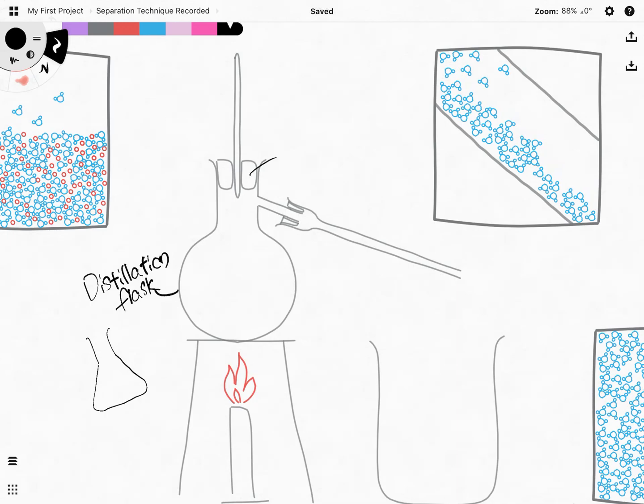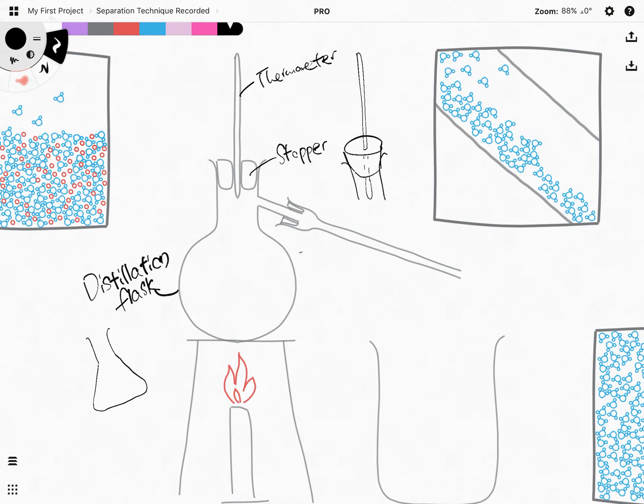On the very top, you find that there's a stopper. It looks like there are two things here, but actually it's just one thing. It's a single stopper. This is it in 3D. Sticking out of the stopper is a thermometer. The thermometer runs through the stopper into the flask itself. So this is the thermometer. It helps us monitor temperature.